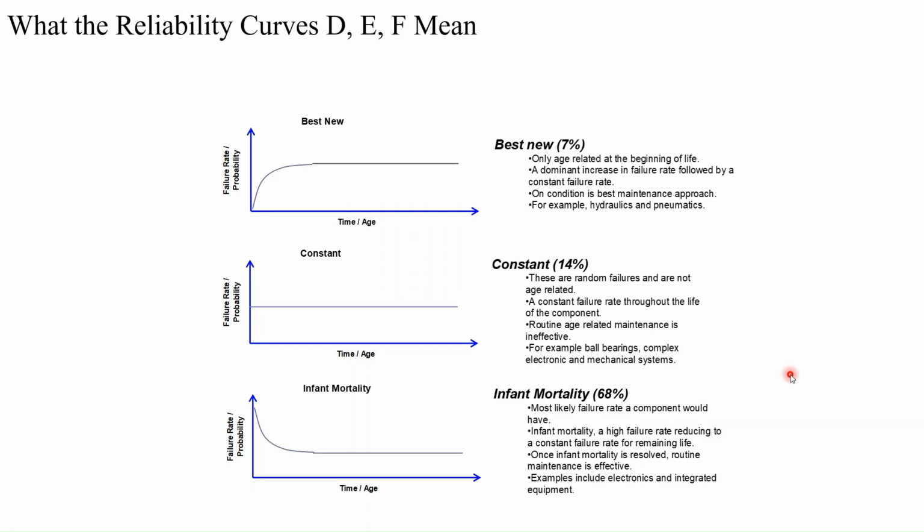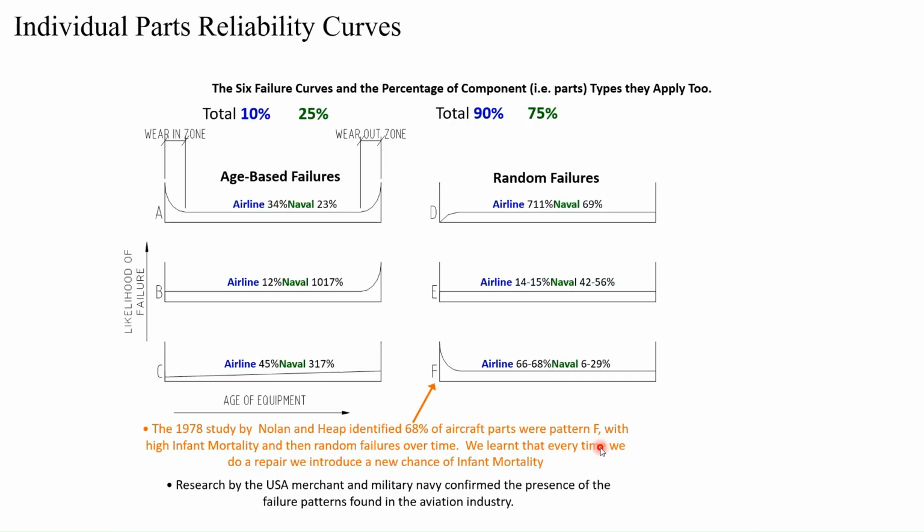The most likely failure pattern a component would have is infant mortality, a high failure rate that reduces to a constant failure rate for the remaining life. Once the infant mortality is resolved, routine maintenance is effective. Examples include electronics and integrated equipment. Case studies show only 10% in aviation industries and 25% in ship industries.